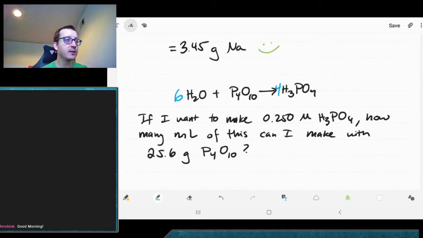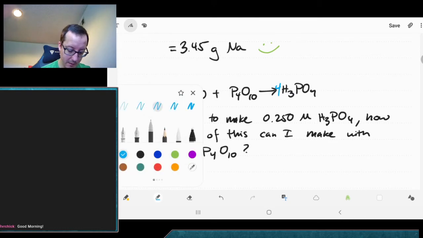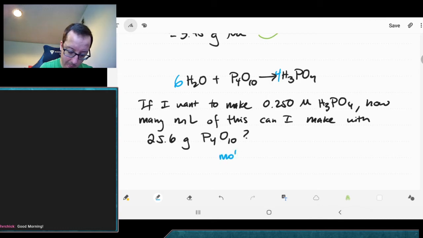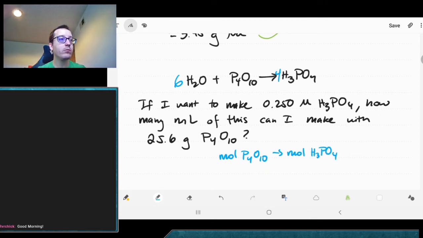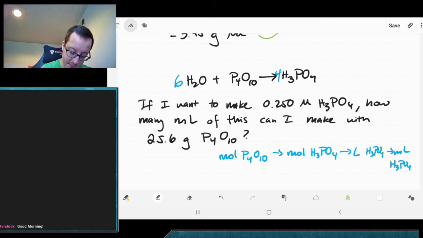So, if we go ahead and work with this, let's always start with what we have. Our mole ratio in the middle. So we're looking for milliliters of phosphoric acid. We can't go from moles to milliliters right away, but we can go from moles to liters, right? And then from liters to milliliters. And it looks like we're starting with grams of P4O10.